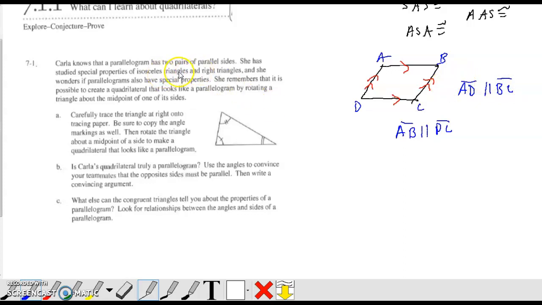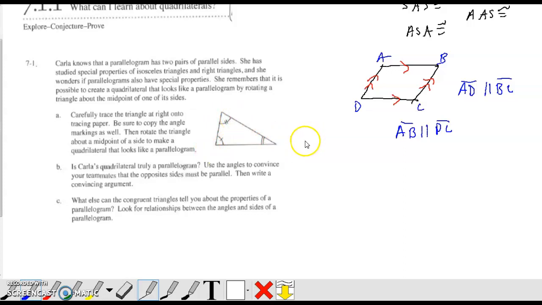Okay. She has studied special properties of isosceles triangles. So isosceles meaning 2 sides are exactly the same. And she wonders if parallelograms have any other special properties. So she remembers that it is possible to create a quadrilateral that looks like a parallelogram by rotating a triangle around the midpoint of one of these sides. Okay, so if you want to try this on your own, pause the video and copy this to the best of your ability onto your paper.